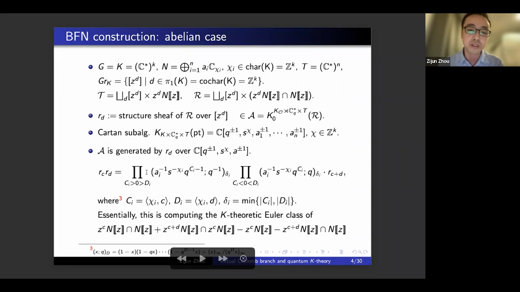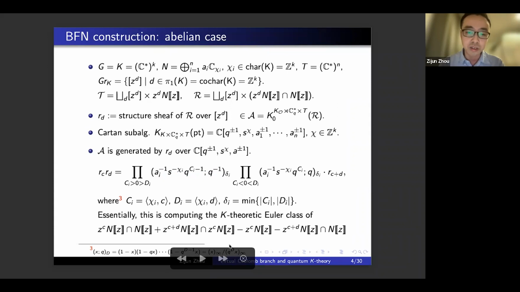These relations are essentially determined by computing the K-theoretic Euler class of something like this. So this is a virtual bundle which comes from the intersection of these components of this R. So I will not go into the details, but this is essentially the computation. And here in this relation, the right-hand side consists of a bunch of Pochhammer symbols. So these are just products like this.